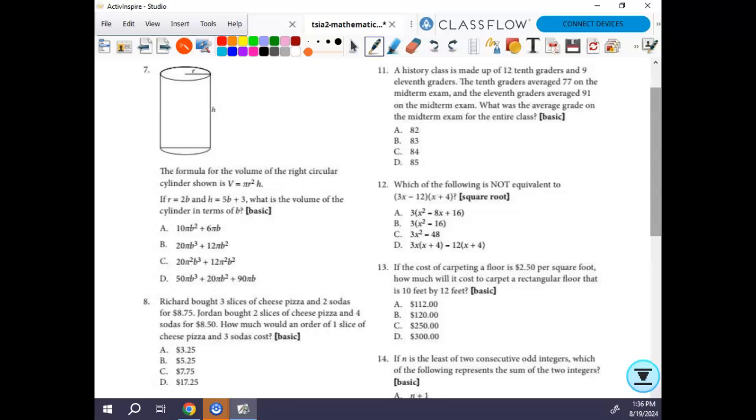So the formula for the volume. They give it to you. There's the formula. R equals 2B, H equals this. What is the volume of the cylinder in terms of B? Which means we have to substitute stuff in and then not make up math. That's the most important part. Don't make up math. So I get V equals pi. Now, R is 2B. 2B squared times the height, which is 5B plus 3.